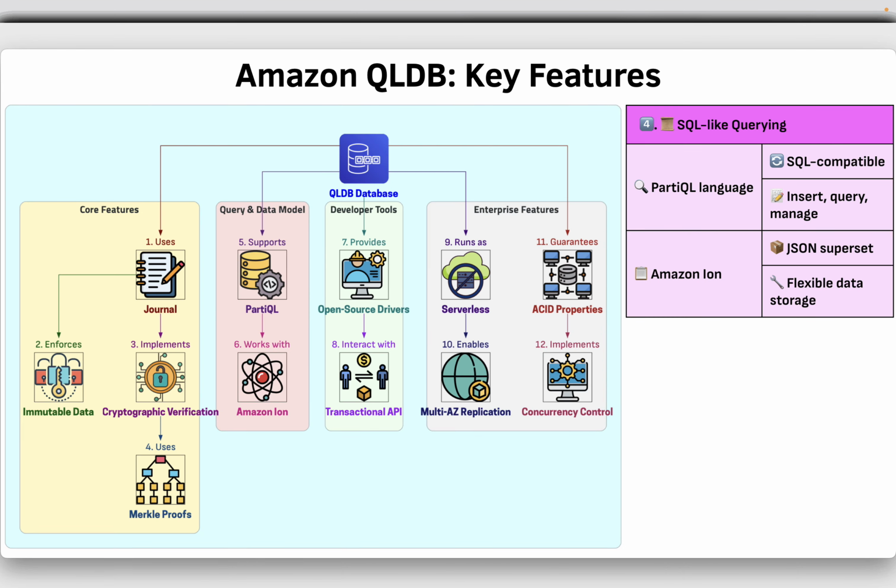SQL-like querying. QLDB uses PartiQL, which is an open source SQL compatible query language, along with Amazon Ion as its document oriented data model. PartiQL enables you to insert, query, and manage data with familiar SQL operators. Amazon Ion provides the flexibility to store structured, semi-structured, and nested data, being a superset of JSON. So it means it has all the functionality of JSON plus some more.